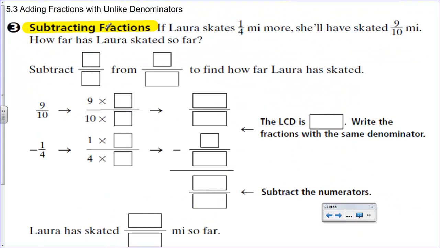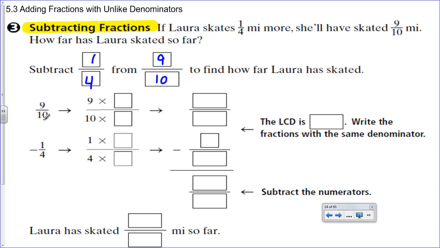All right, we can also subtract unlike fractions. So Laura skates 1/4 of a mile. If she skates 1/4 of a mile more, she'll have skated 9/10 of a mile. So we want to know how far she has skated so far. So we are going to subtract 1/4 from 9/10, because in the end, she skated 9/10 of a mile.